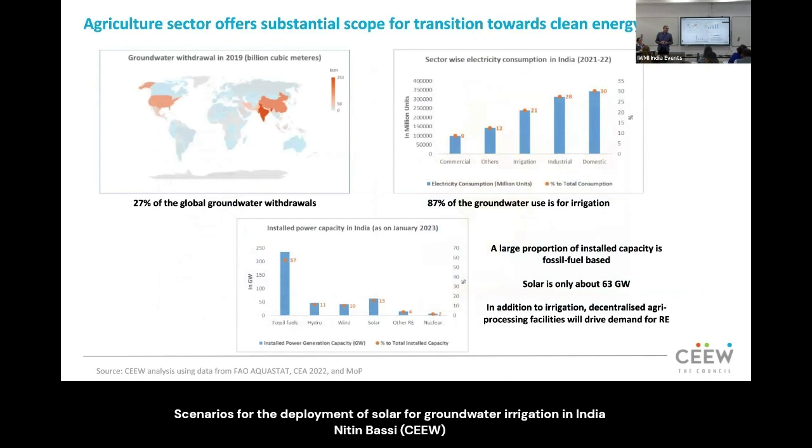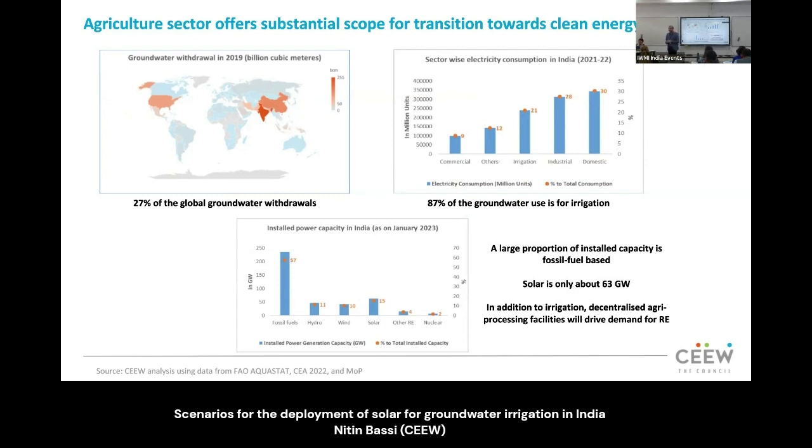Now, why agriculture? Why do we see agriculture as a major potential for promoting this? If we look at groundwater abstraction in the world, India is the largest. India does the largest extraction of groundwater, close to 250 billion cubic meters per annum, which is close to about 27% of total global groundwater extraction. Similarly, if we look at the electricity use for irrigation alone in India, I was not aware, it is about 21%.